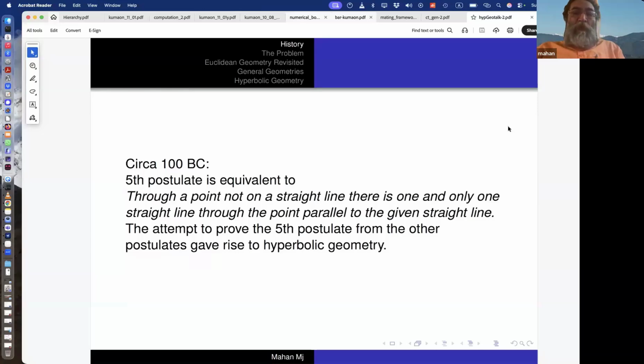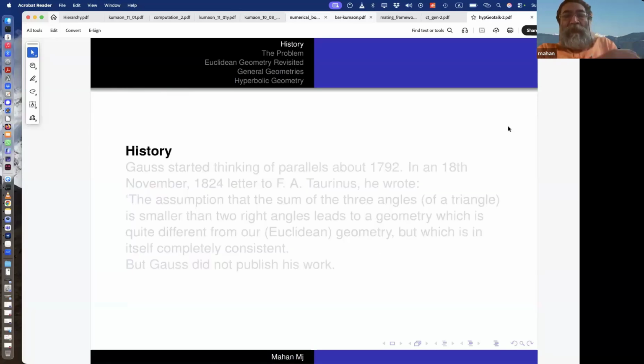And the attempt to prove the fifth postulate from other postulates is what gave rise to hyperbolic geometry. And there are very few problems in the history of mathematics which have had this kind of rich background. It took basically 2,000 years to solve this problem. So what is the history of the problem?